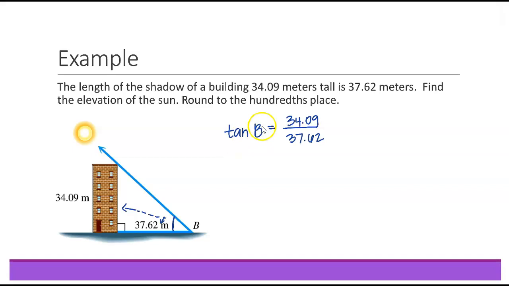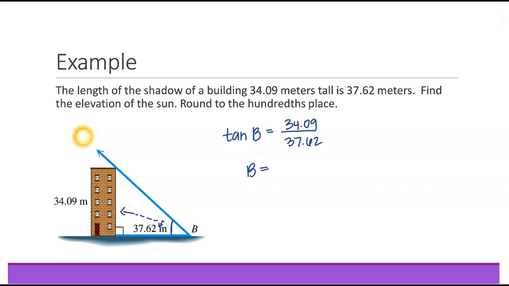So to get the value of the angle, we need the inverse trig function. So the value of B is equal to tangent inverse of 34.09 over 37.62. So this right here is my exact answer. But I was asked to approximate it or round to the hundredths place. And this is where our calculator comes in. So here we want to make sure that we are in the correct mode. We do want to write our answers in degrees on these problems. So I'll go ahead and provide the value here.